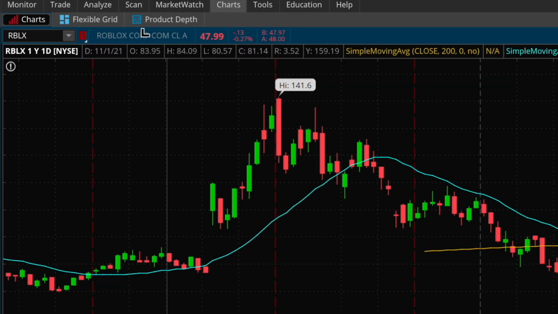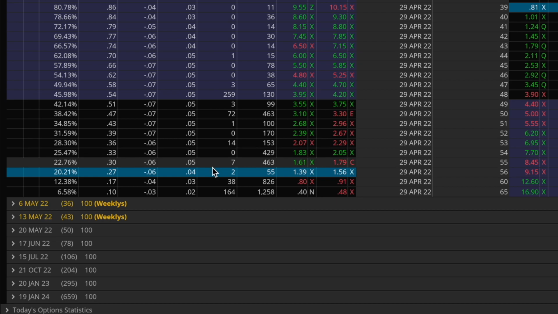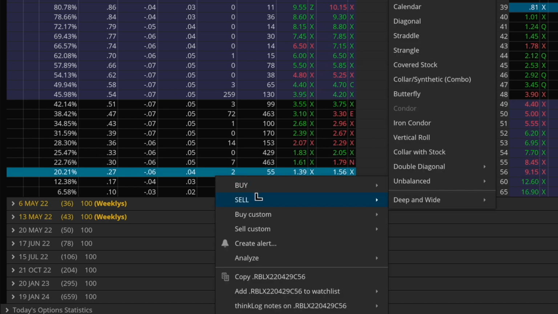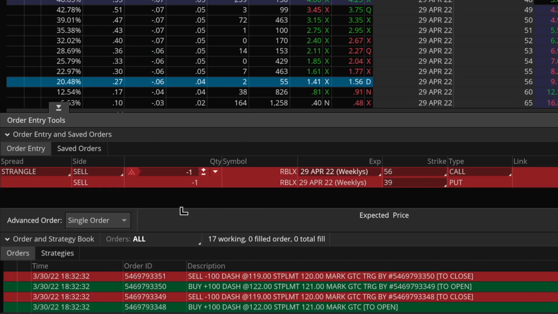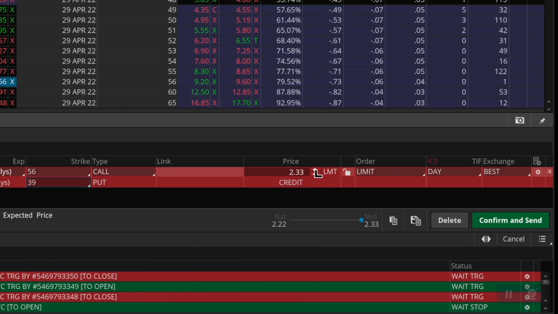So coming back to the trade tab, we'll come down here and right click on the call option and go to sell and then strangle. And that brings up the sell order down below. And so for this trade, I'm going to sell 2 contracts each, 2 calls and 2 puts. And I'll try and do so for a price of around $232 in credit for each strangle. So in total, that would be about $464, which is very nice.